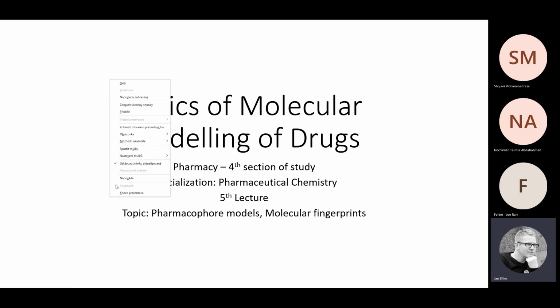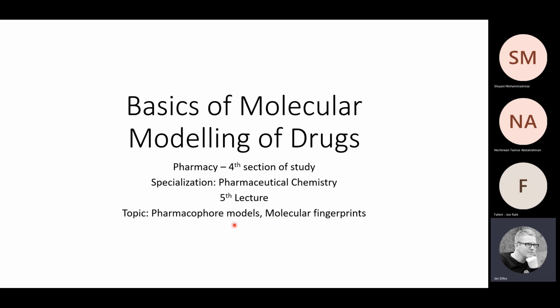The first method is called pharmacophore searching, so we will be doing a search based on pharmacophore models. The second method, which is even faster, is searching for potential ligands based on molecular similarity. To determine whether two molecules are structurally similar or not, we will use so-called molecular fingerprints. We will have a word on this in the second part of the lecture.